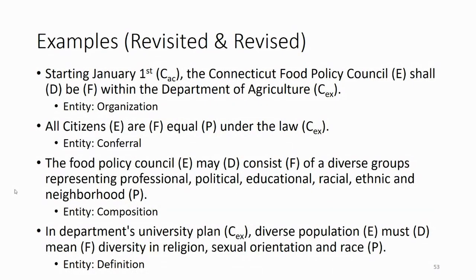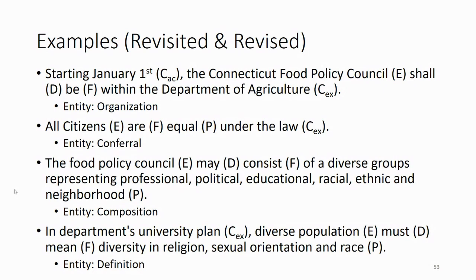So coming back to the examples we just visited, we can now annotate them comprehensively. So we can suggest that an entity is characterized by the constituting function in the first instance. So that would be the Connecticut Food Policy Council. And that's, of course, an organizational relationship. The second one is a conferral relationship, in which we make reference to the equality of citizens under the law. So it confers certain rights to the individuals, but they are still identified as, of course, entities.